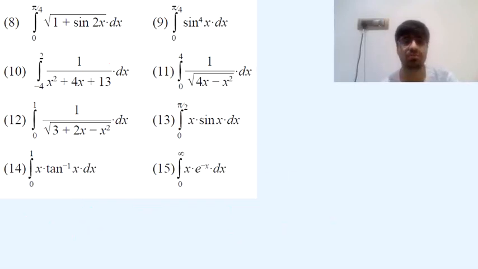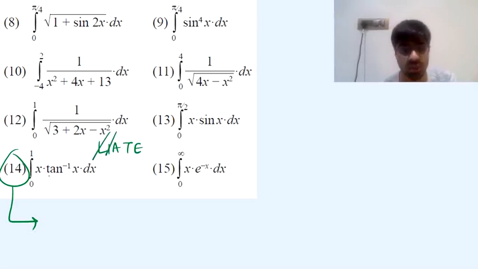Let's continue with the second last question of this video, the 14th one. So again, apply the UV rule, the rule of LIATE, L-I-A-T-E. There's no logarithmic. Inverse, yes, we have it. So tan inverse x will be u. A, algebraic, we have it here. So x will be v. So u integration v, that will be tan inverse x into integration x, that is x square by 2.